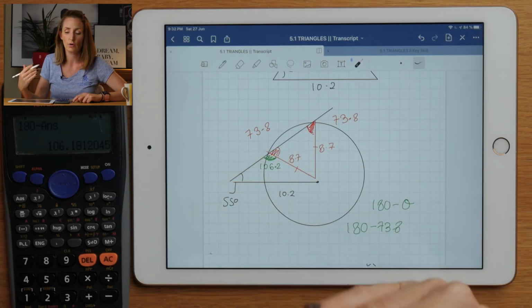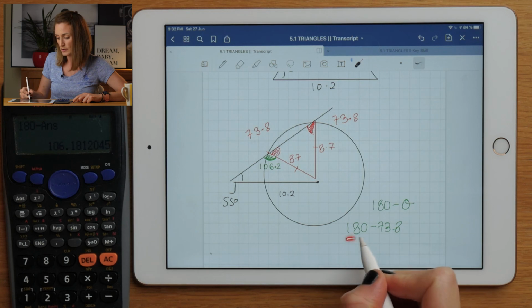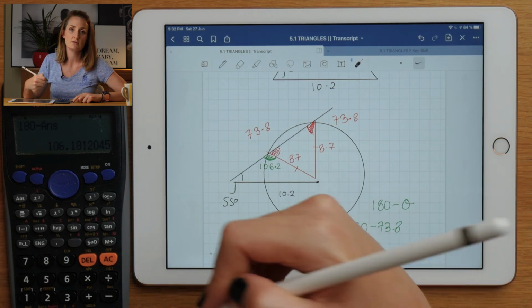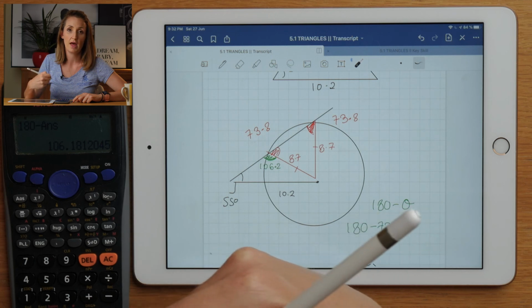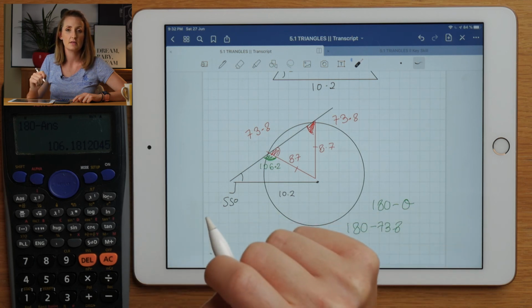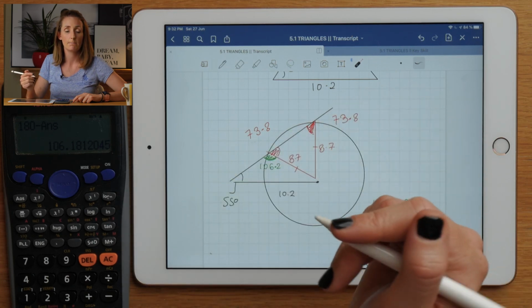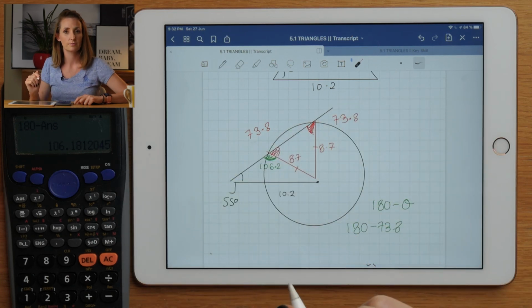So if your angle looks obtuse, you need to do 180 minus your first answer to get it. If it doesn't specify, I would write down both answers. So that is the reason behind, or the rationale behind, the ambiguous case of the sine rule.